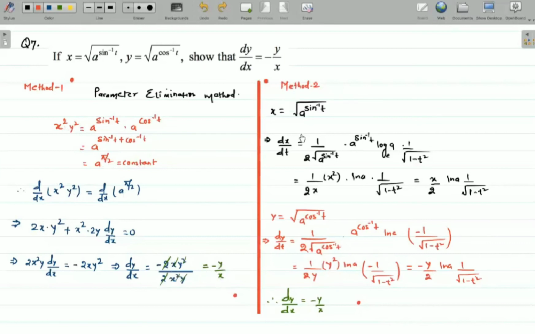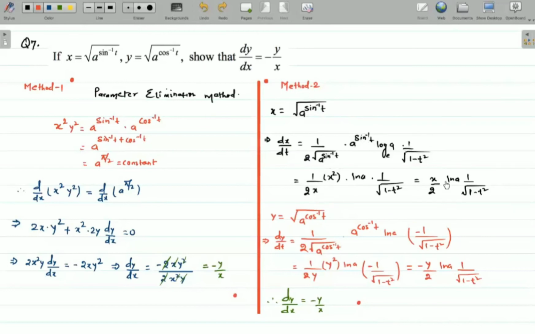Second method, we'll use the conventional method. That is, we'll calculate dx by dt, then dy by dt. We have to use the chain rule. First of all, the derivative with respect to a to the power sin inverse t will give you this. Again, a to the power sin inverse t, with respect to sin inverse t, will give you this. And then sin inverse t will give you this. But this is nothing but x square. This is nothing but x.